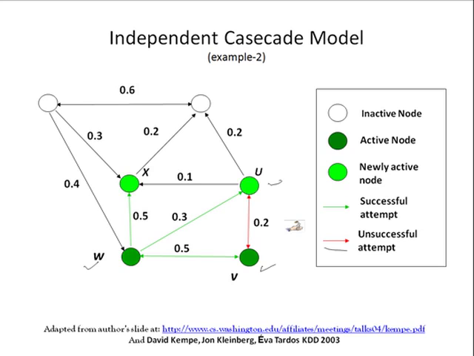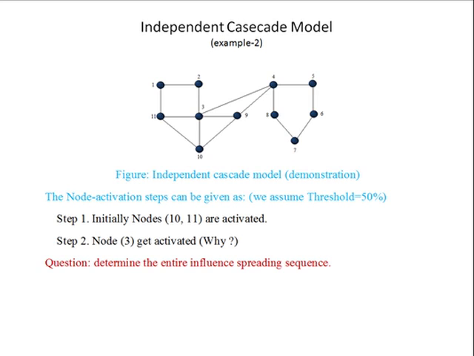Both got activated. At the next step, it again tries to activate this node, but fails, and there are no outgoing edges, so it is not possible to continue this activation, so we stop. Now this is a simple exercise based example.